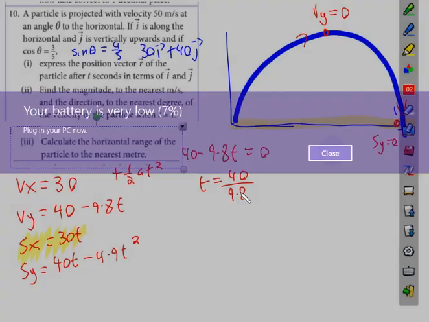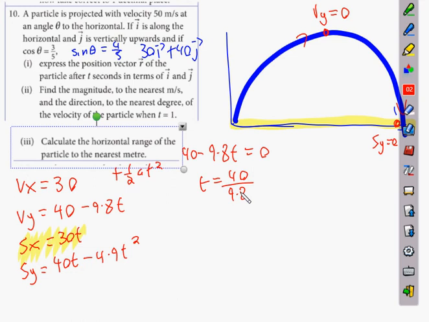4.08. Okay, lads, so it's 4.08. Now we have to multiply that by 2 to get 8.16, because 8.16 is double that time. Because the 4.08 was your time taken to reach the top.